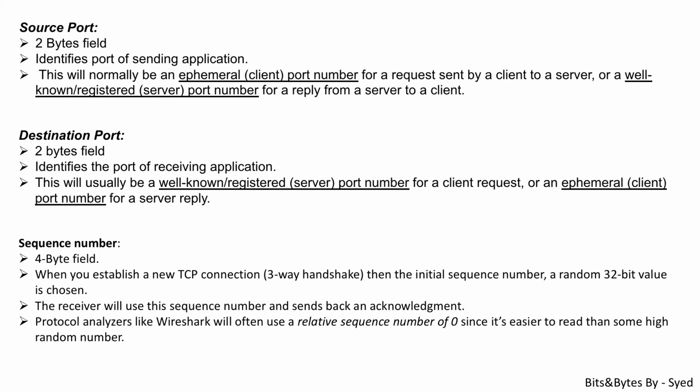When you look at the packets in Wireshark, you would not see a random number, but Wireshark, for our ease of troubleshooting, uses a relative sequence number and it always starts with 0.